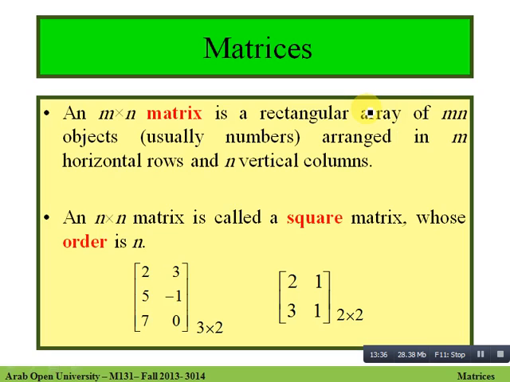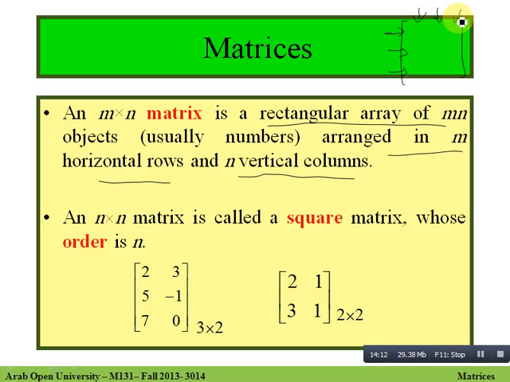Now first we will see what a matrix is. Matrices is the plural of matrix. A matrix is nothing but a rectangular array of objects or numbers arranged in m horizontal rows and n vertical columns. It looks something like this, which has some rows and some columns, and the intersection of every row and column has an element.